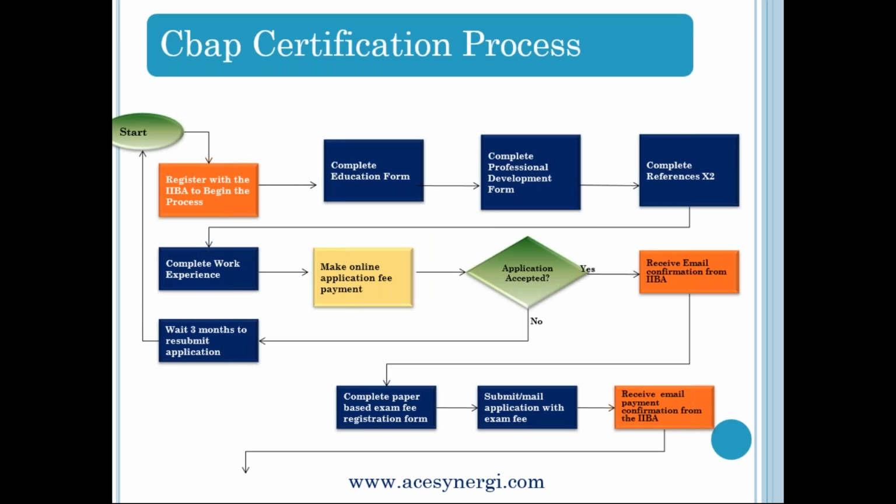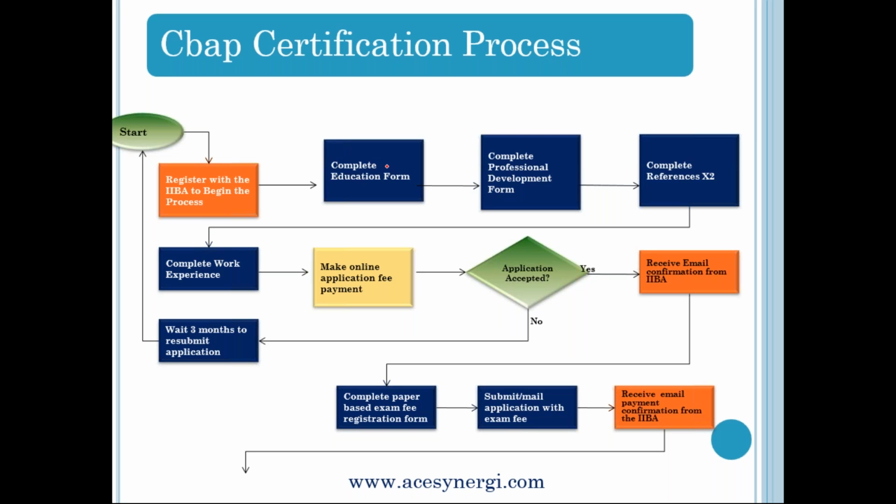Now let me run you through the process that you need to follow in order to apply for the CBAP certification, then take up the examination and become CBAP certified. First, you need to register with IIBA to begin the process. You can go to the iiba.org site and register yourself as a new user with your username and password. Once you register, you can log into the IIBA portal and start your application filling process. For ECBA, CCBA and CBAP, you will have these blocks.